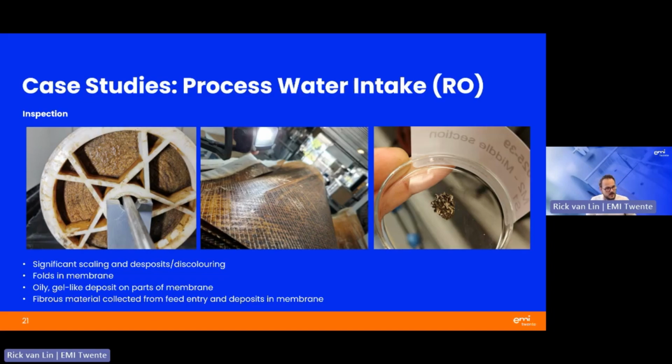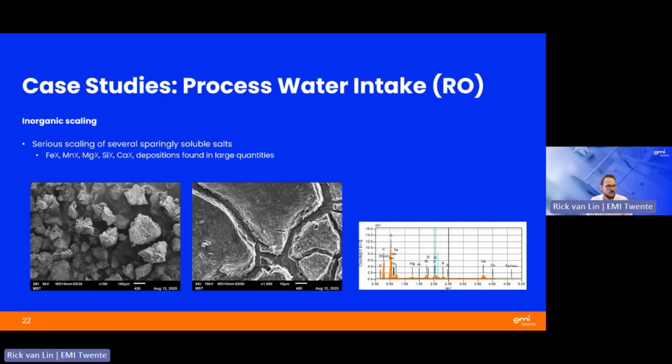So after sampling the membrane in different positions and scraping some of the deposits off the membrane and from the feed entry point, we started doing analysis. First off, some SEM EDX was performed, and this indicates serious scaling of several sparingly soluble salts. Mainly iron and manganese salts were deposited on the membrane, but also magnesium, silicium, and calcium deposits, all in very large quantities, up to the point where you couldn't see the membrane underneath the scaling.